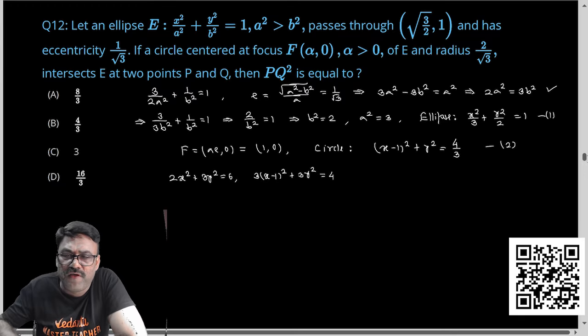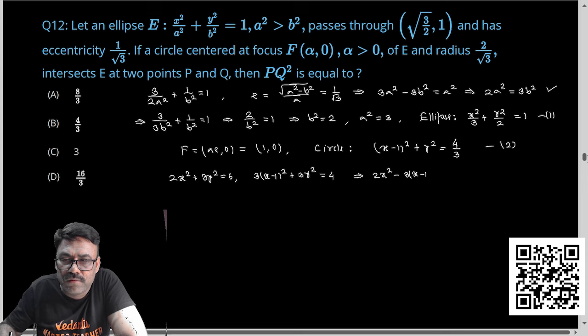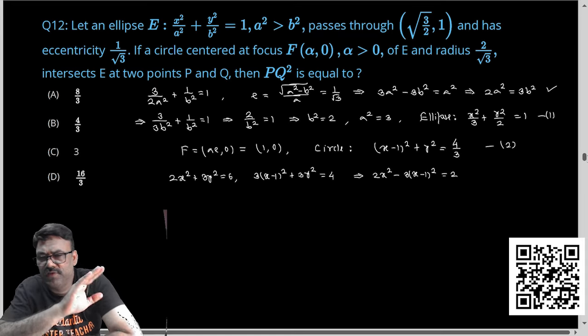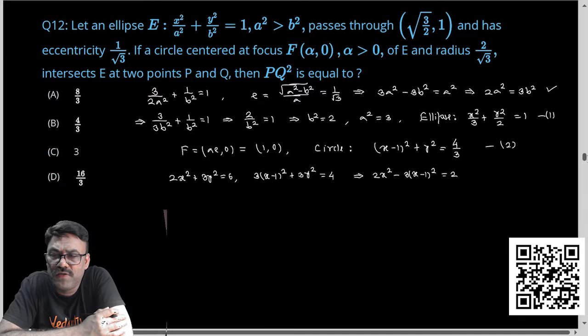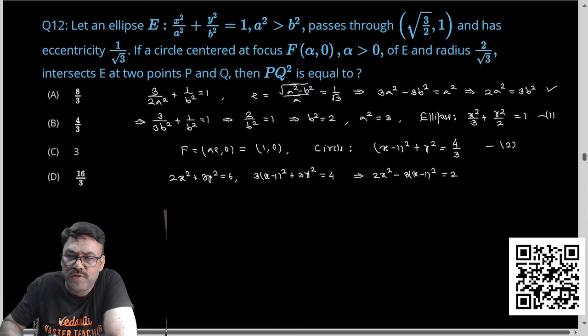Right? Now, if I subtract these two, just subtract. So 3y square will disappear. You will get 2x square minus 3 times (x minus 1) whole square is equal to 2. Just solve it. Just subtract it.